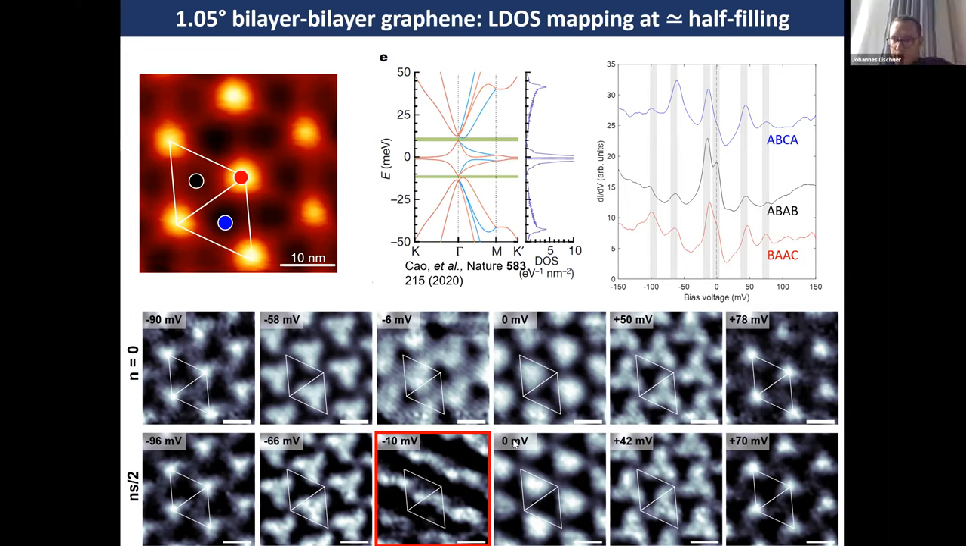A question from Abdu Hassanian. How do the dI/dV maps change away from the magic angle? Oh, yeah, we only have samples close to 1.3, 1.1 degrees. That's the magic angle. There's not truly a magic angle condition, I would say, but yeah, we only have data for 1.1, 1.05 degrees.